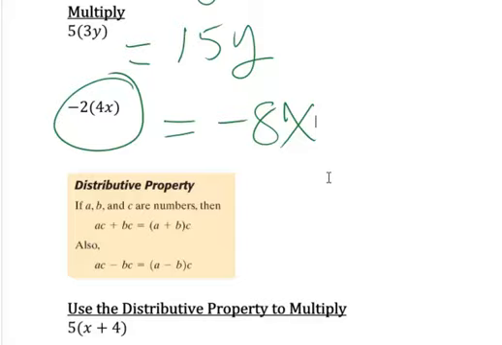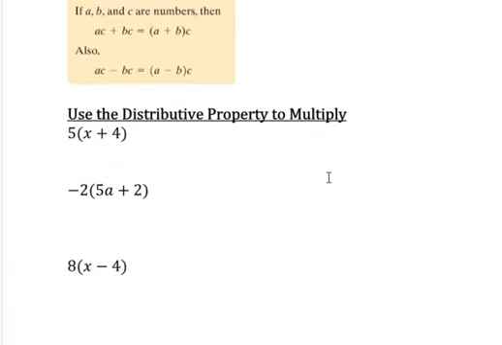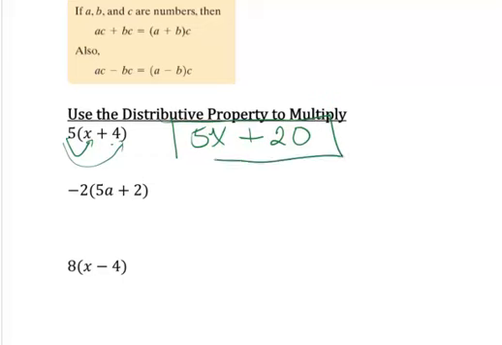Now, the next part here talks about what we call the distributive property. I want to show you the distributive property just by going through these problems together. In the distributive property, this 5 is going to get multiplied times both numbers that are inside my parentheses. So 5 times x will leave me with a 5x, plus 5 times 4 leaves me with a 20. I can't combine those, and so I'll go ahead and stop right there.